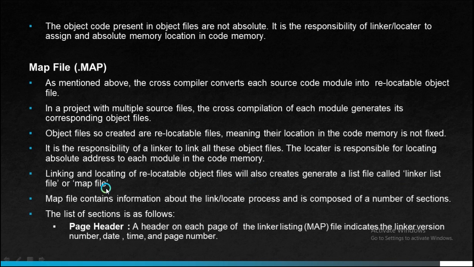This map file consists of sections, and the sections are similar, as I have said, similar to the list file, starting with the page header. I have already said about the page header, that is the header of the page of the file. So here a header consists of the linker version number. In the list file it was the compiler version number. Here it is the linker version number, date, time and page number.